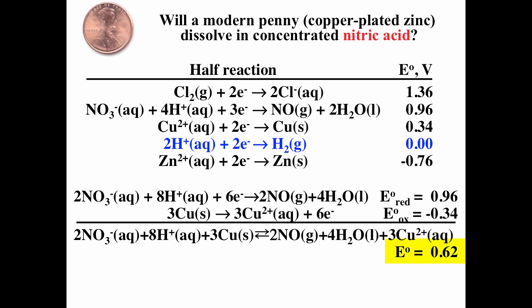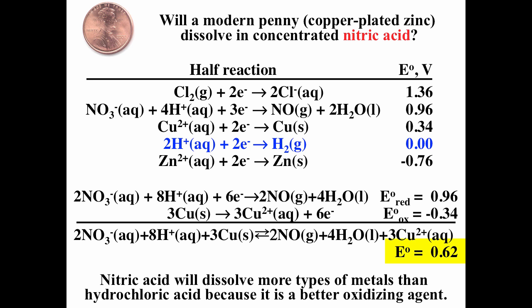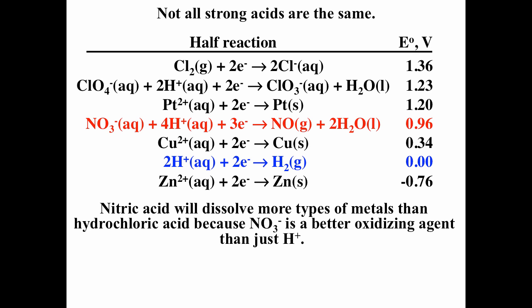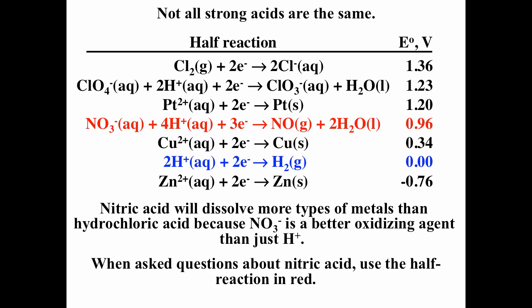We classify both HCl and nitric acid as strong acids, but nitric acid can actually dissolve more types of metals than hydrochloric acid because nitric acid is a better oxidizing agent, with a larger reduction potential. Now we can actually enlarge our table a little bit, but again, please remember nitric acid will dissolve more types of metals than hydrochloric acid because it's a better oxidizing agent. When you're asked about nitric acid, you have to use the half reaction in red.